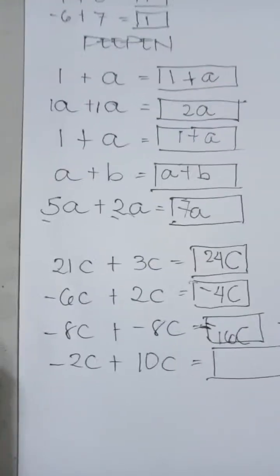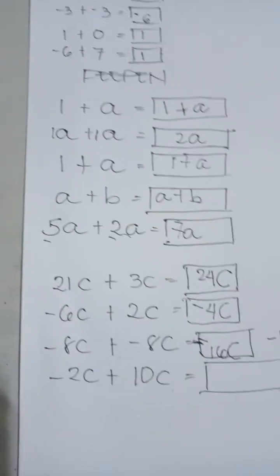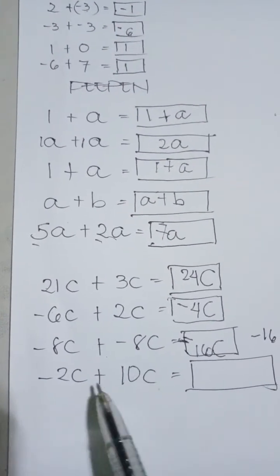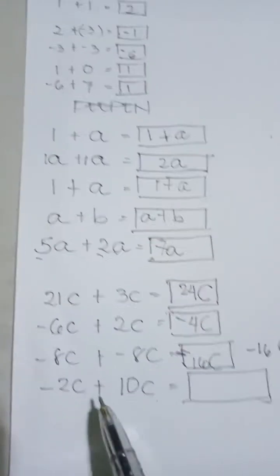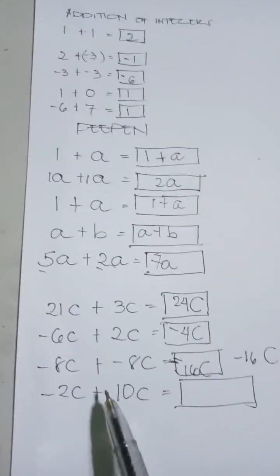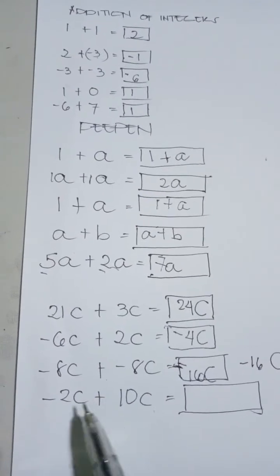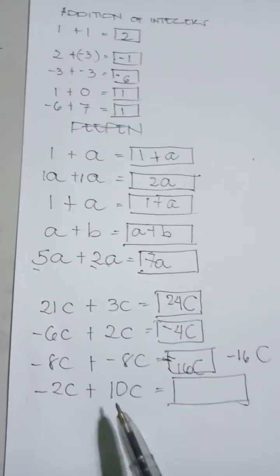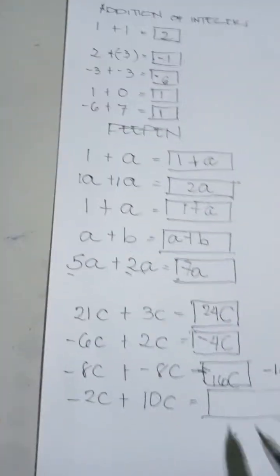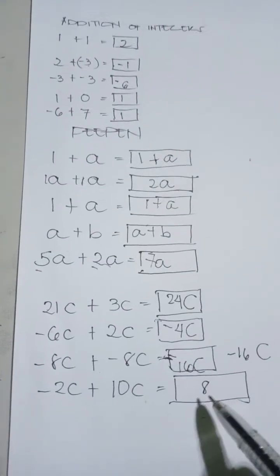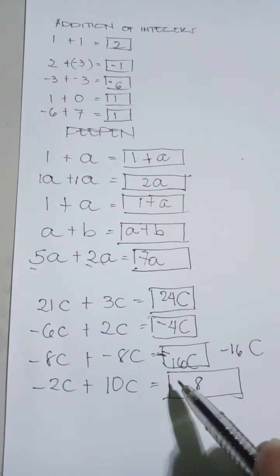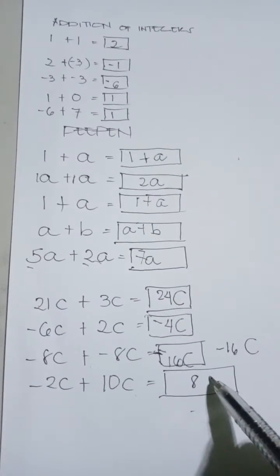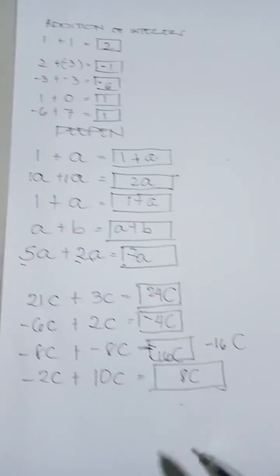Okay, and the last. The variable is the same. Can we add? Yes. But here, though the operation is addition, you need to subtract because the signs are different. The other was negative, the other was positive. So 10 minus 2, the answer is 8. What is the sign of the larger number? Positive. So positive, and you copy the variable c. So that's it.